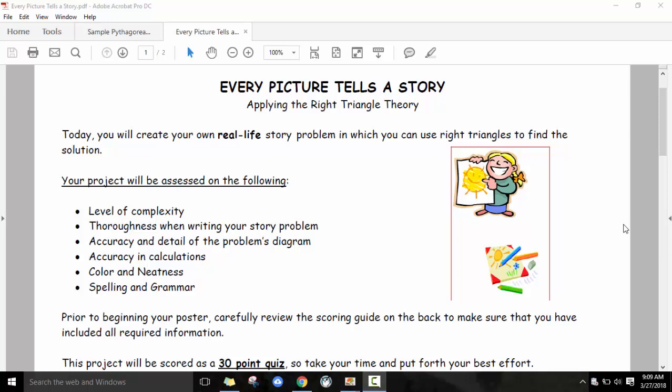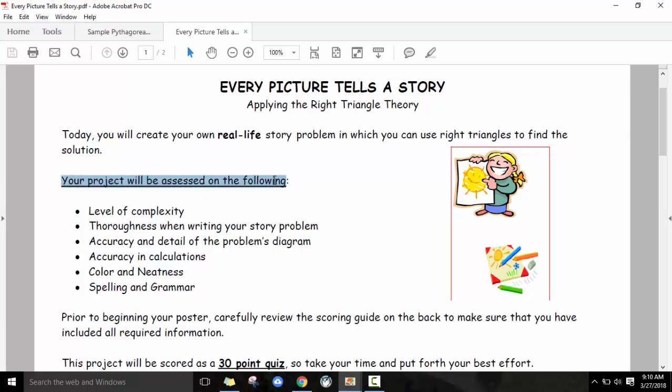Your task for this project is to create a real-life story problem in which you can use right triangles to find the solution. So you're going to apply what you've learned about the Pythagorean theorem and the legs and the hypotenuse of a triangle and create a story problem that involves finding the missing side length.